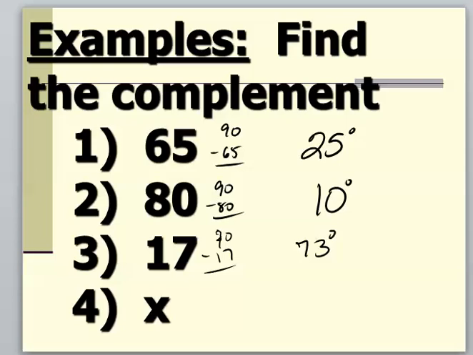Number 4, the complement of x. If we do 90 minus x, those are not like terms. That is our complement, just 90 minus x degrees.